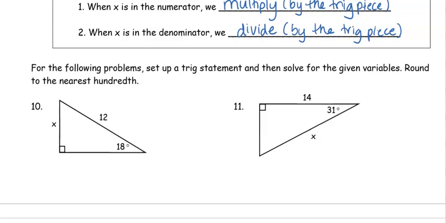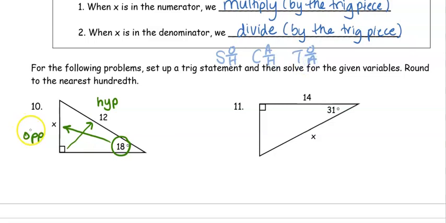For the following problem, set up a trig statement and then solve for the given variables. Everything is always based on those reference angles. So I find what angle do I have? Over here is x. I figure out, okay, how are those things related? X is across from, so this is going to be opposite. Here's my right angle. The 12 is across from the right angle, making it the hypotenuse. We're always going to have SOHCAHTOA written down for reference to help us decide which trig function we are going to use. I notice that I have opposite and hypotenuse, which is the O and the H.